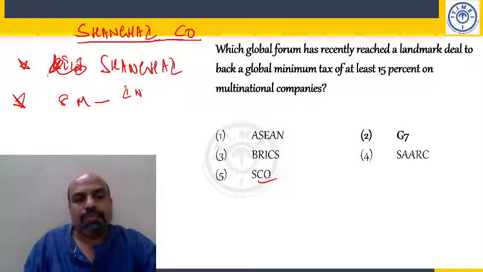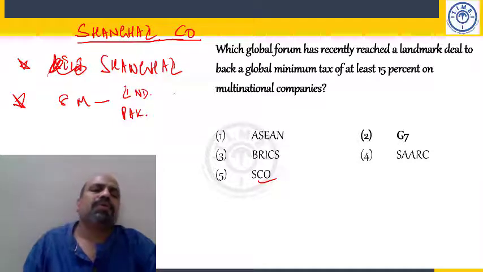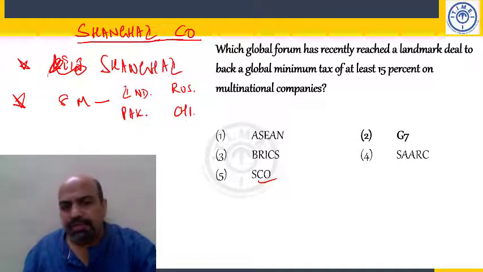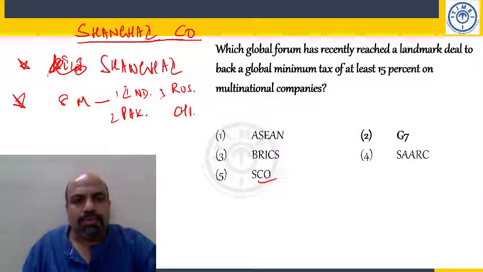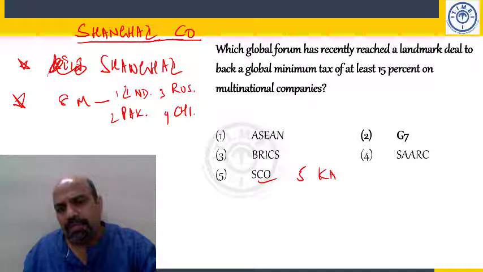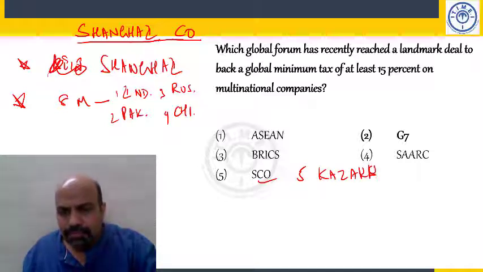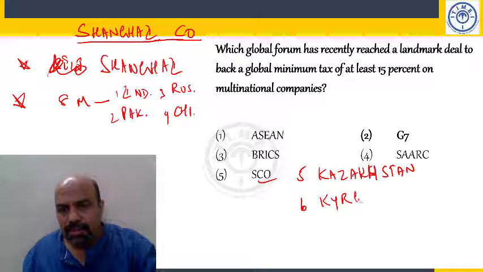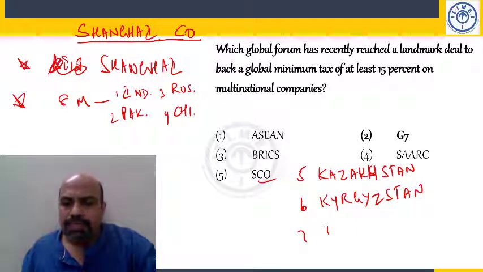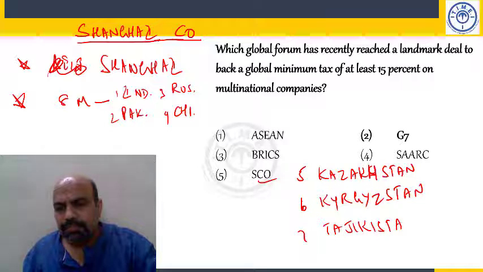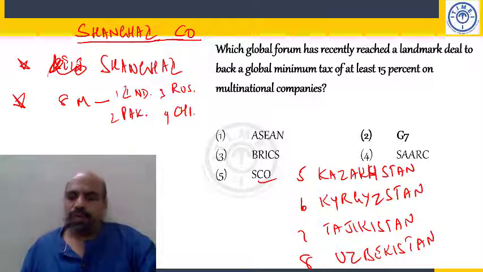India, Pakistan, Russia, China. See here? 4. Let's write the other 4. So, 1, 2, 3, 4, 5, Kazakhstan, 6, Kyrgyzstan, 7, Tajikistan, and 8, Uzbekistan. Okay.